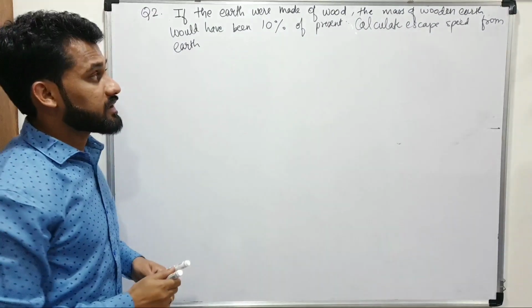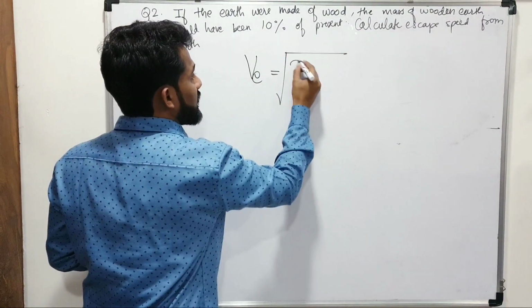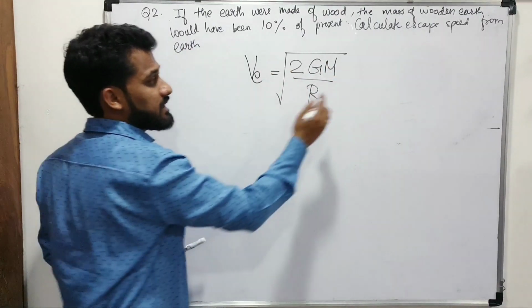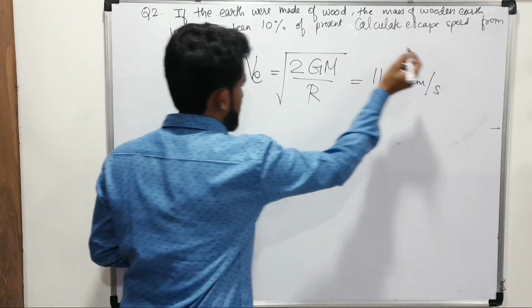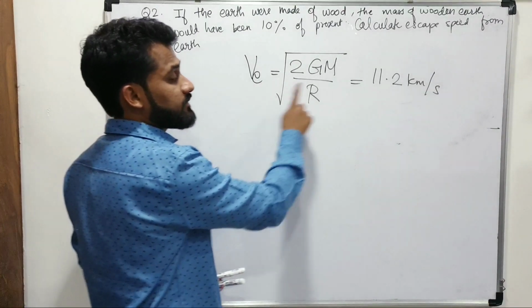be the escape velocity? Right now we know that the escape velocity from Earth, the formula is under root 2GM over R, and the present value is 11.2 kilometers per second. This is the present escape velocity from the Earth.